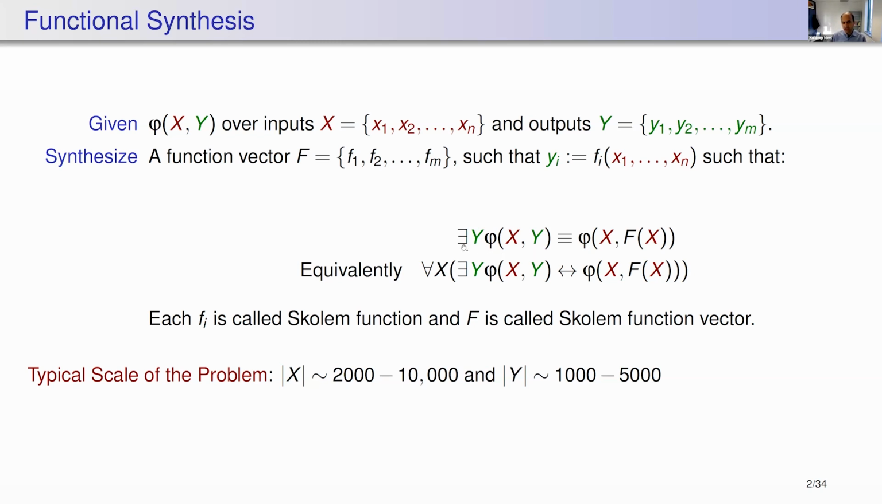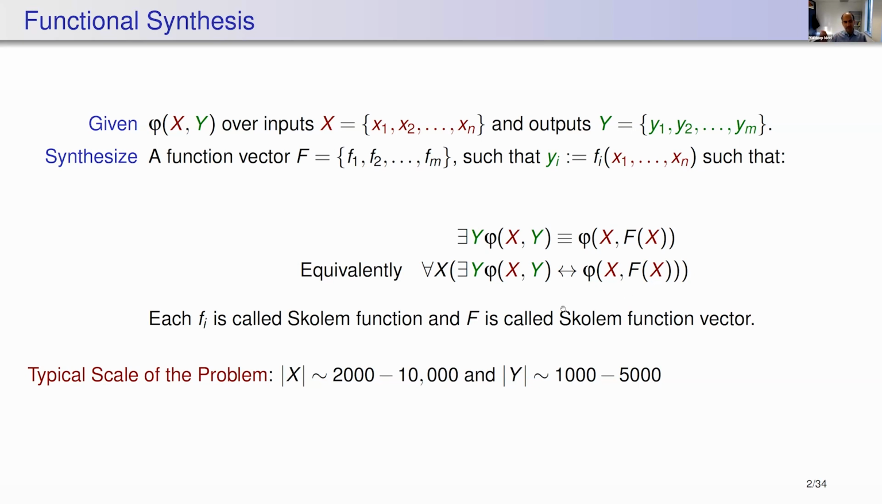It means that for any value of x, if there exists a y so that the specification could be true, then it would be the case that if you were to substitute y with this vector of functions, the specification would be true. More logically, what it says is for all x, if there exists a y so that one can satisfy the specification, then it should be the case that if you were to substitute y with f of x, it would still satisfy the specification.